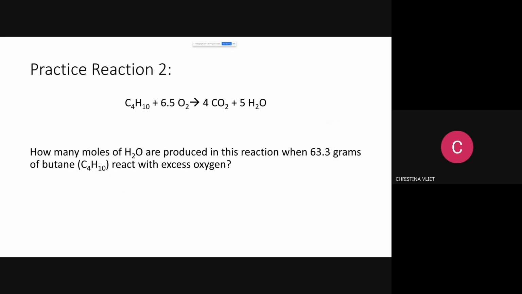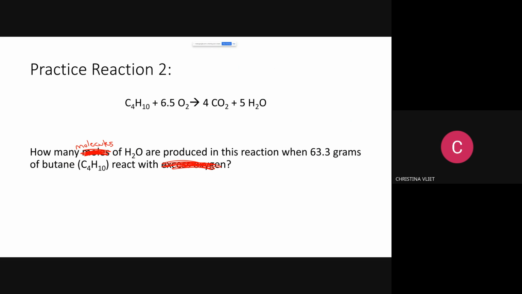Okay, so practice reaction 2. This is a different reaction. I actually want to change this up, as I did in the last class, because right now this is only 2 steps and I need to show you 3 steps. So let's change this to molecules. How many molecules of water are produced when 63.3 grams of butane reacts with excess oxygen? Remember, excess means you can delete that for your brain. You don't need to use that in the question at all.